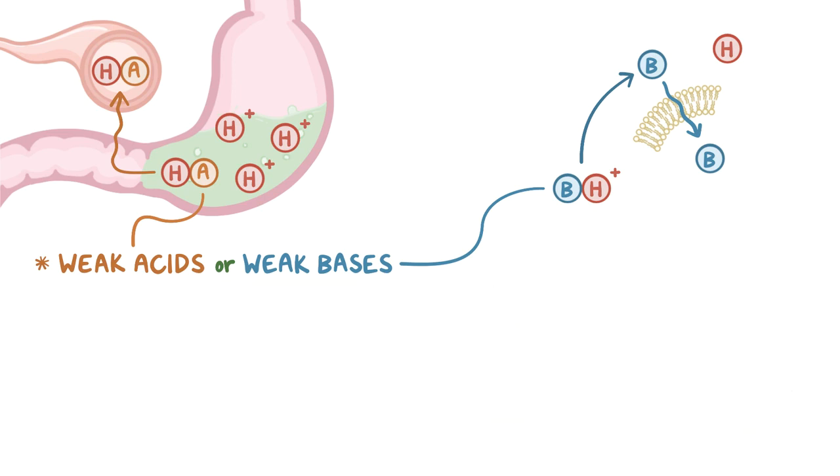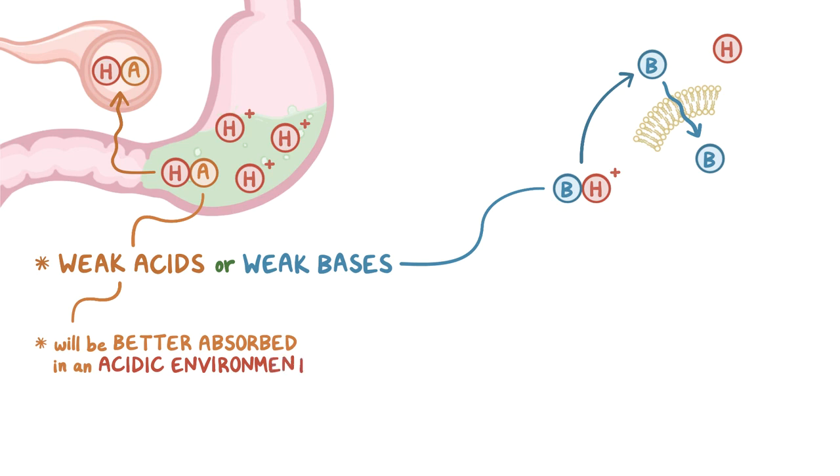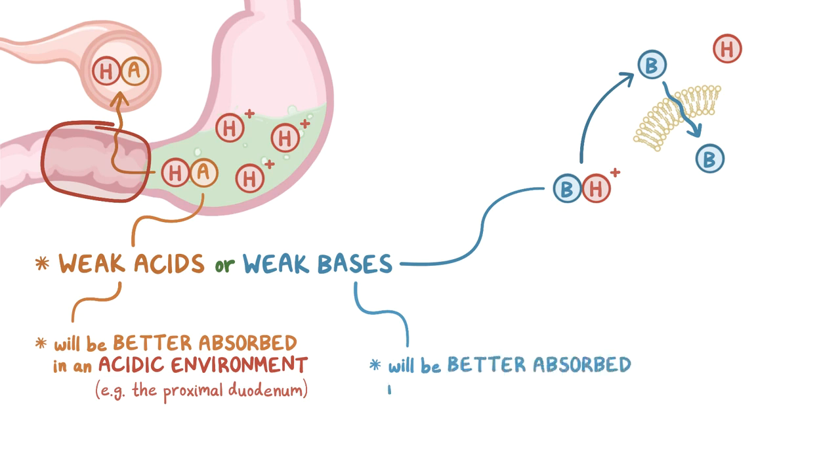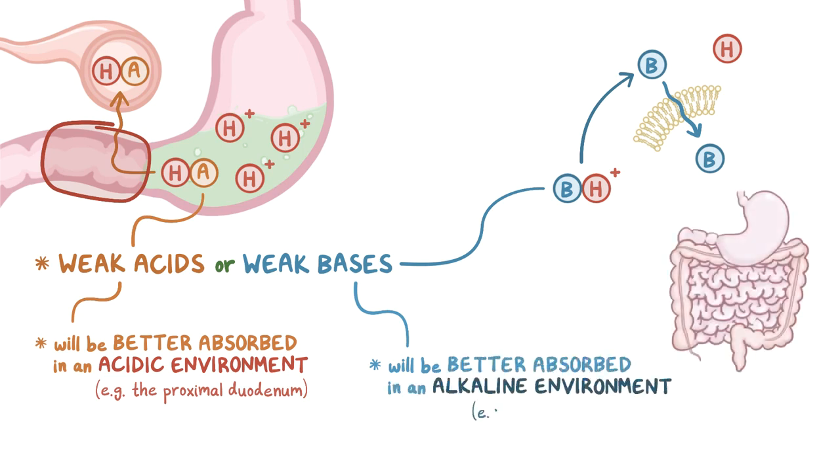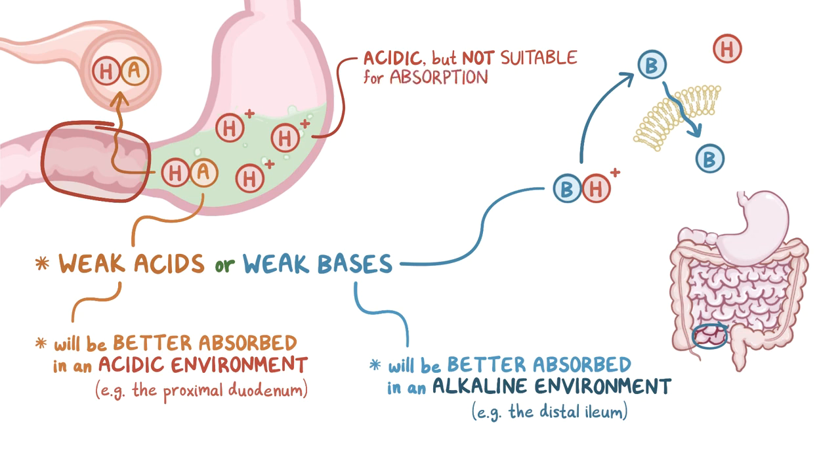So, in other words, weak acid medications can be better absorbed in an acidic environment, like the proximal duodenum, in contrast to weak basic medications, which are more likely to get absorbed in an alkaline environment, like the distal ileum of the small intestine. Keep in mind that even though the stomach is acidic, it's not suitable for the absorption of even weak acids, mainly because of its thick mucus layer.